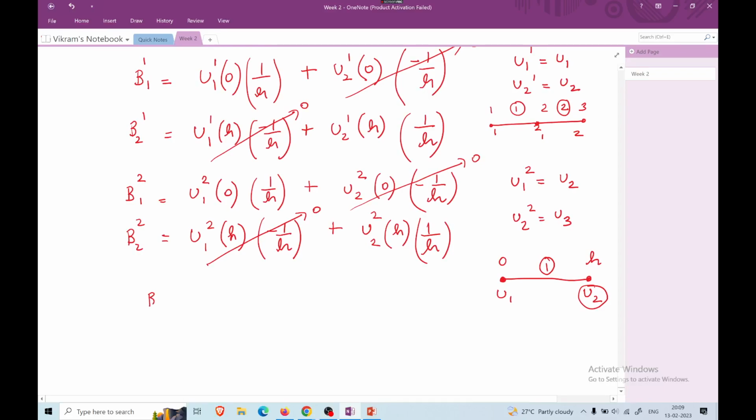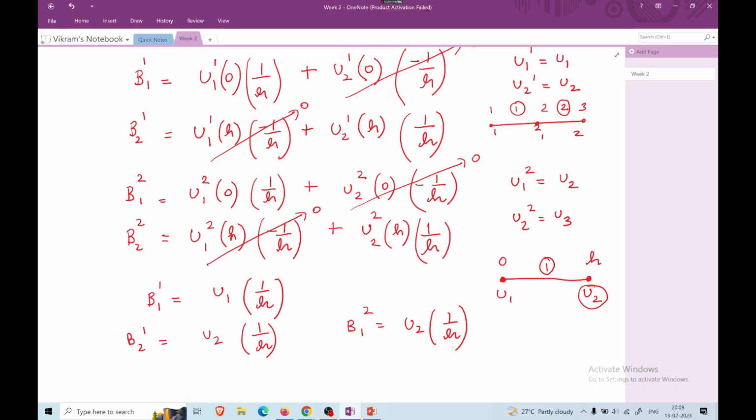So my b11, I am going to make everything in global terms now, u1 into 1 by h. So b21 is equal to u2 into 1 by h. b12, so again this is u2 into 1 by h. b22 is u3 into 1 by h.